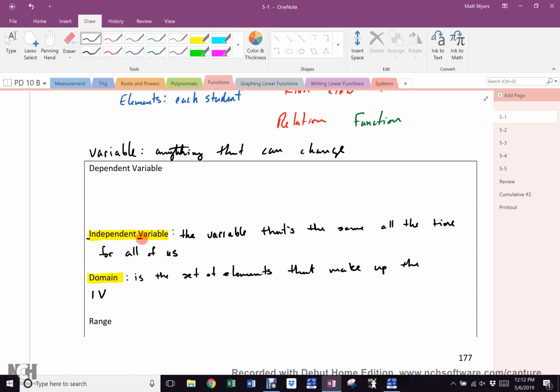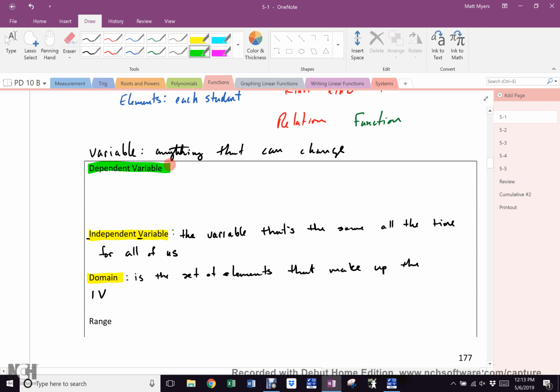So, what is the domain of the ages in this room? 14, 15, 16, and 44. Does everybody understand? The independent variable is age. The domain are those values. Everybody cool? All right.